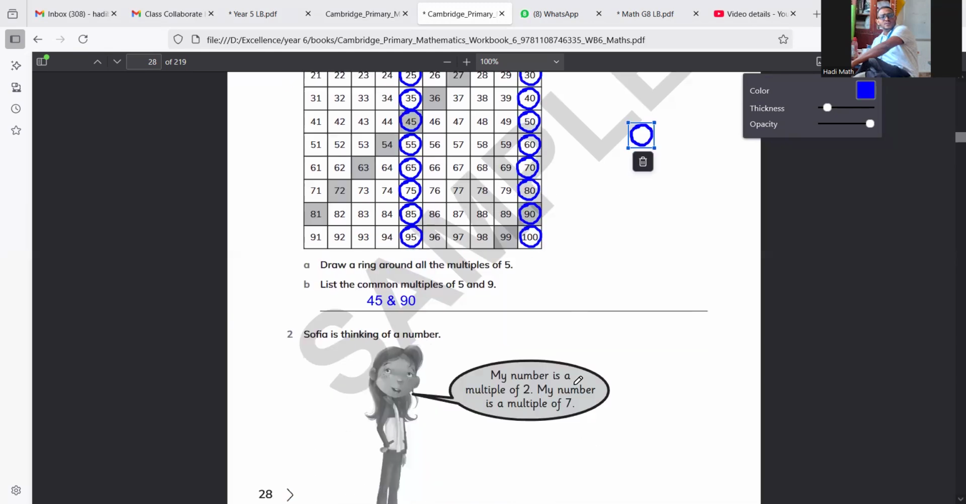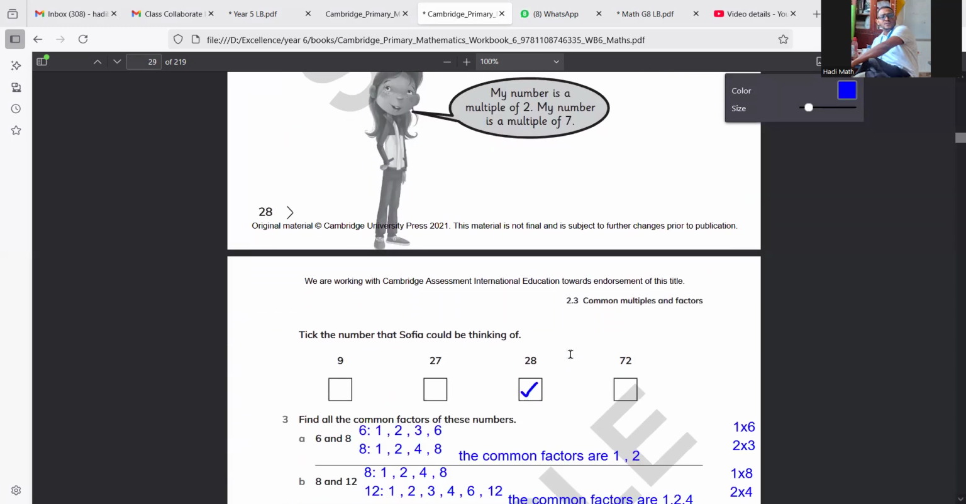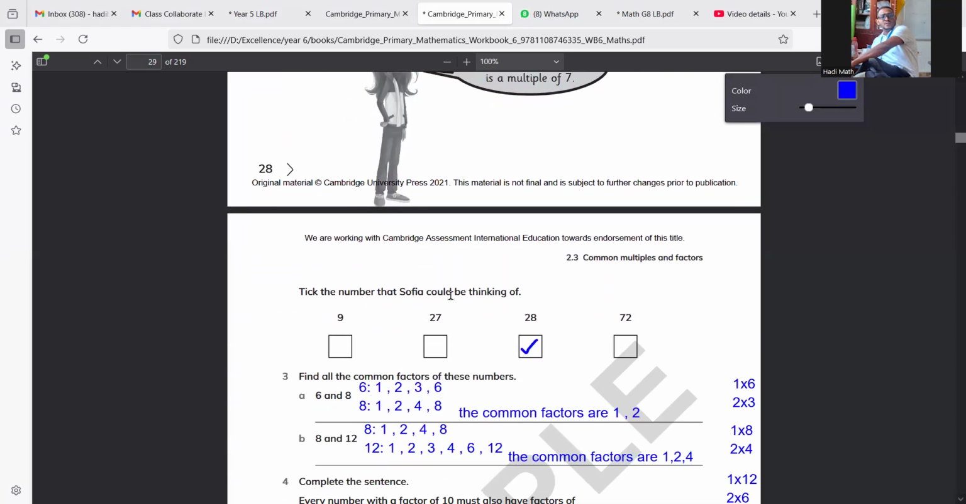Let's go on and see what Sophia is thinking of. Let's say Sophia is thinking of a number. She said my number is a multiple of 2 and my number is a multiple of 7. So this number must be a common multiple of 2 and 7. Common multiples of 2 and 7, the first one is 14, and you can say 28, and you can go on. But here they give you options. They ask you to tick what Sophia is thinking of.